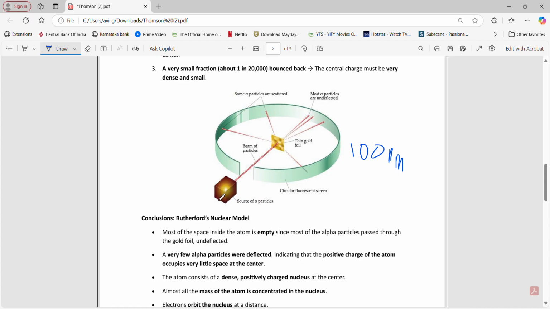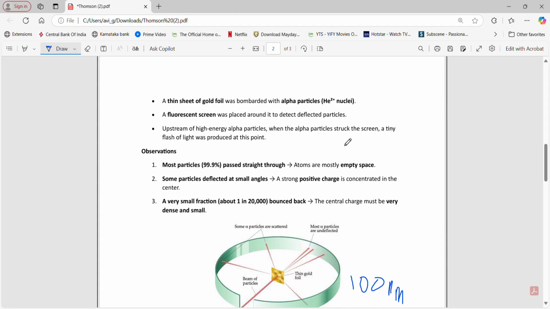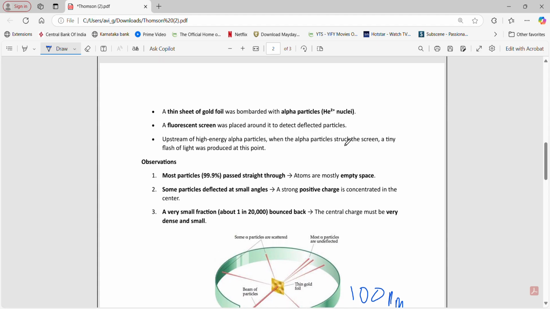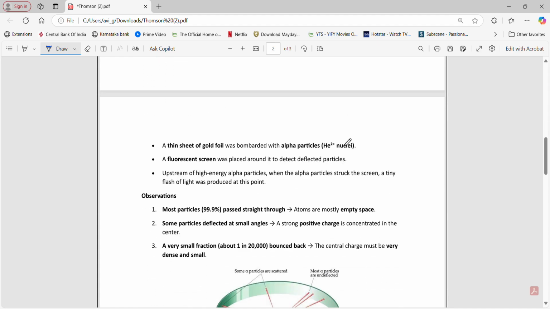When these strike on this gold foil, most of the alpha particles would pass through the gold foil. Some were deflected at a smaller angle and 1 in 20,000 bounced back. So we'll see what did these mean. First we'll see the experimental setup.